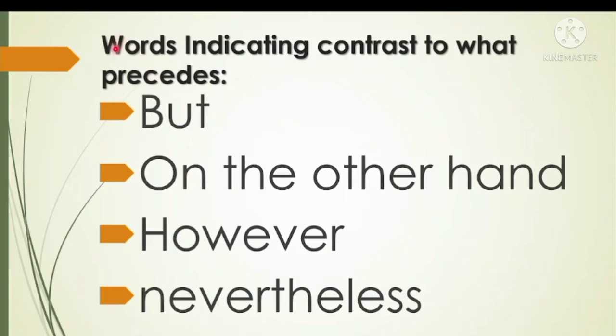Next are words indicating contrast to what precedes: but, on the other hand, however, nevertheless. These are the words that contradict the first statement. The first one are words that add information to the first statement or support the first statement. This one contradicts the first statement.